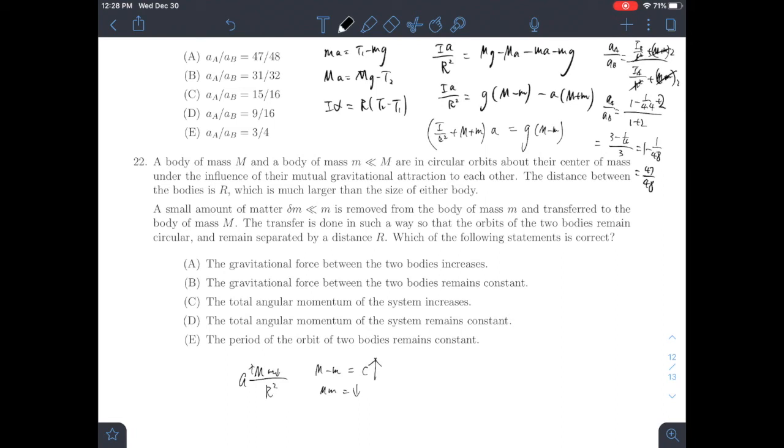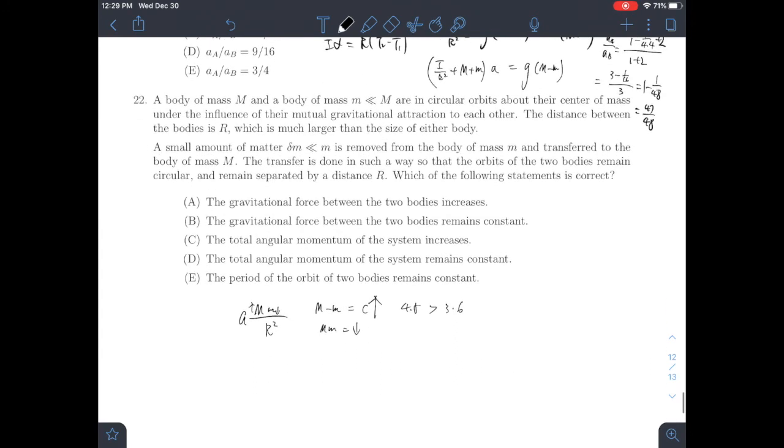So let's first look at the first statements. We know in a gravitational attraction, GMm over r squared, the bigger the difference between two masses, the smaller their product is. Just like 4 times 5 is bigger than 3 times 6, even though their sum is 9. So we know the gravitational force will decrease, because the smaller one is removing mass and adding to the bigger one, and it's not constant. So A and B are not correct.